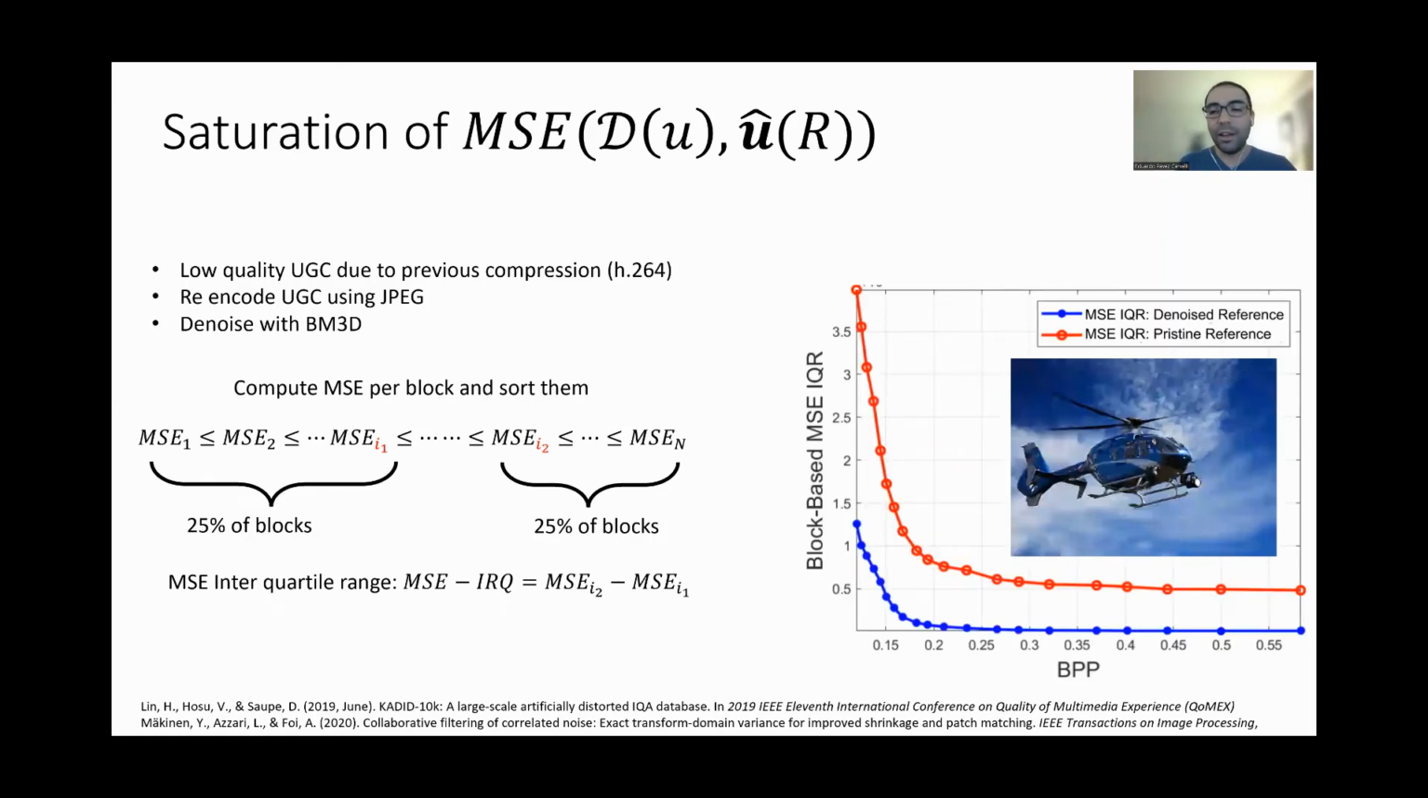And as we can see, when we use the denoised reference or the pristine reference, the interquartile range MSE goes to 0 and about the same range, same bit rate. So they both saturate similarly.